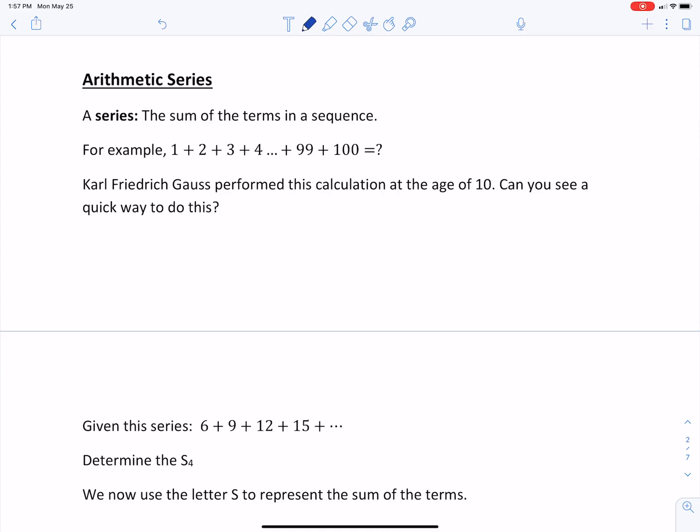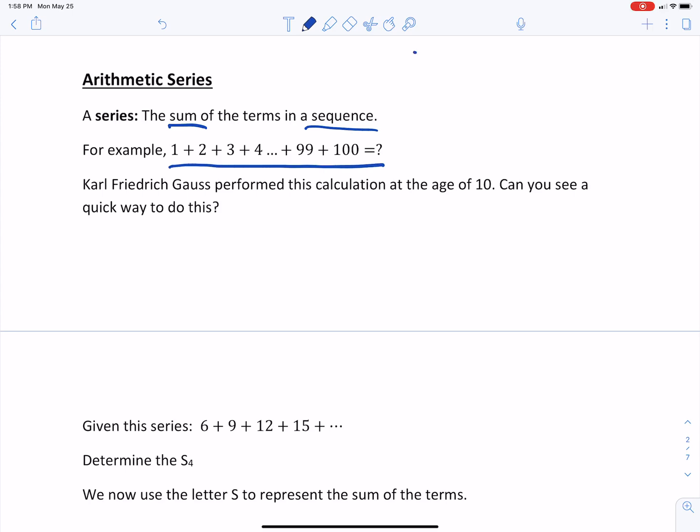Okay, so our next video is looking at arithmetic series. So we're still in the arithmetic type, but now looking at a series. And if you look down here, you can see the difference now in a series is it's the sum of the terms in a sequence. So we're adding them up.